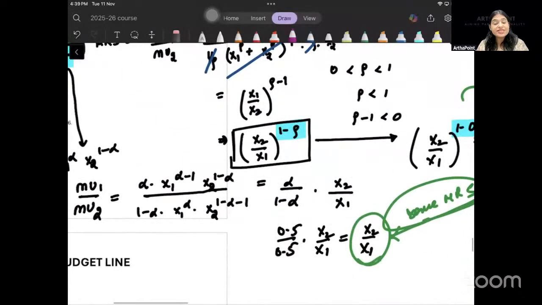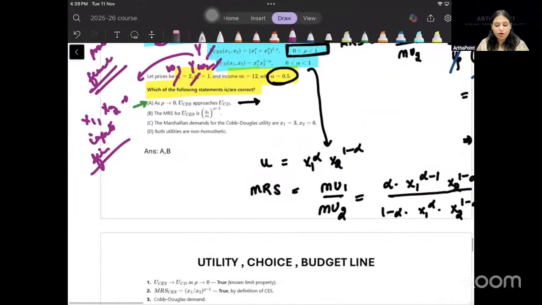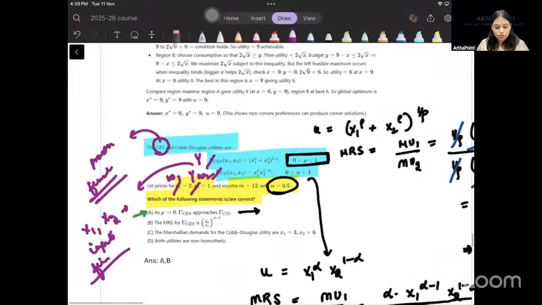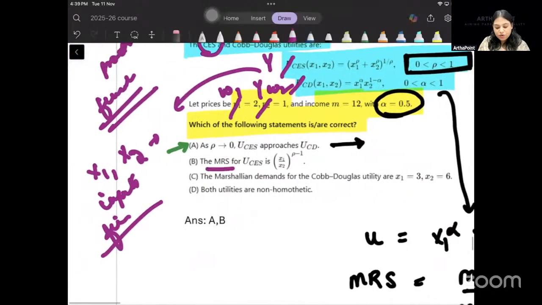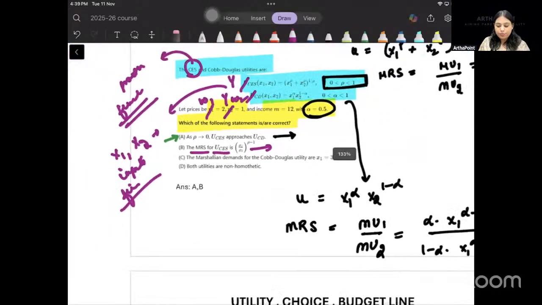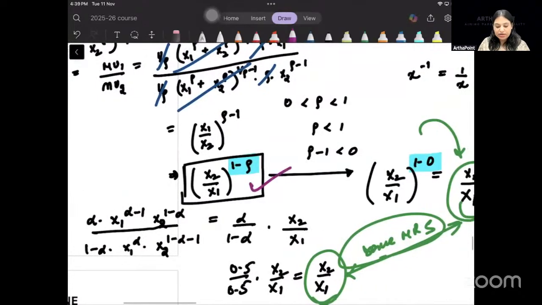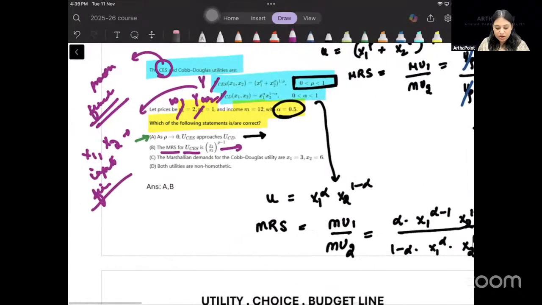But in the proof, you have to apply the right approach. You cannot just keep saying random things like we'll find the limit and we'll do this. Where are you finding the limit? How are you finding the limit? What are you doing with this function? So this is how the first part will be done. The MRS for this will be this. I have already proved the MRS, so I have found that out.